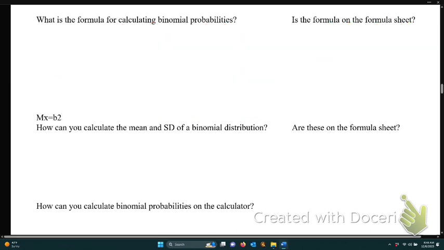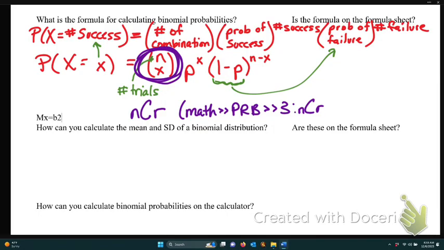Okay, so that is how you can find out the number of combinations. So, for example, let's say we have 20 trials, and we want to know the probability that we get exactly 5 successes. 20 choose 5. Tell me how many different ways can we have 20 trials with 5 successes? 20 choose 5. Wow.